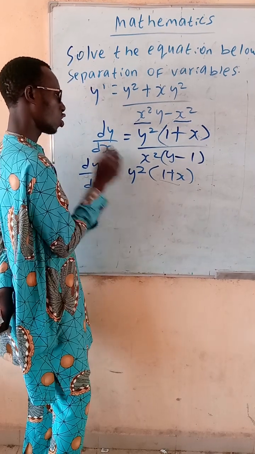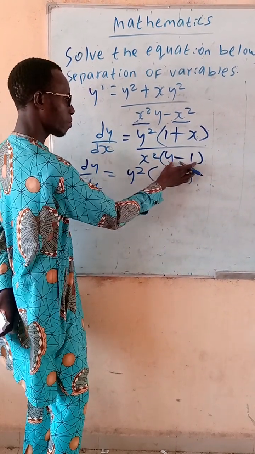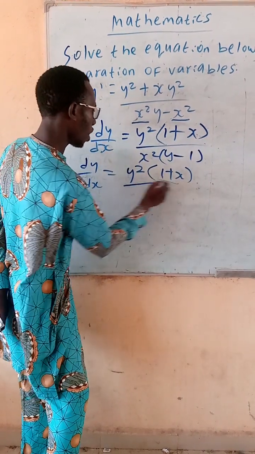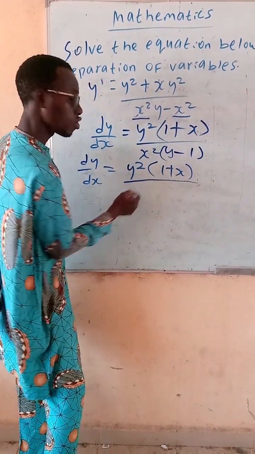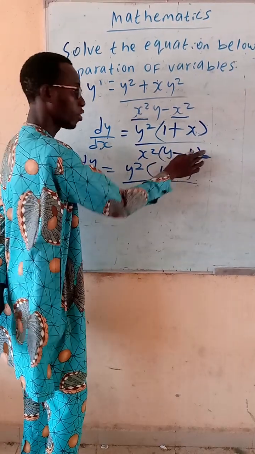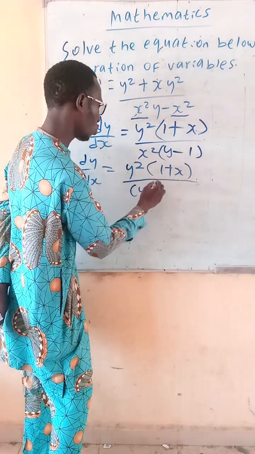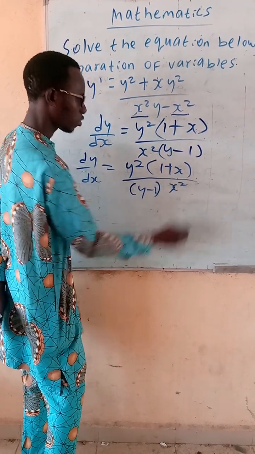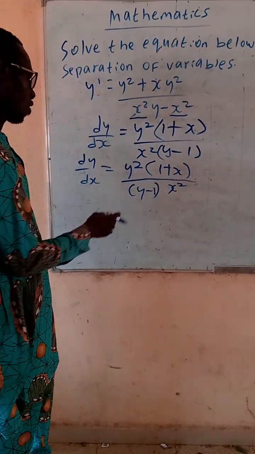Have you seen that? So now what will happen is that let me bring y minus 1 to this side to make sure it tallies with y squared. So in our division side, we have y minus 1. Have you seen that now? Then we bring x squared here. So we have done that.